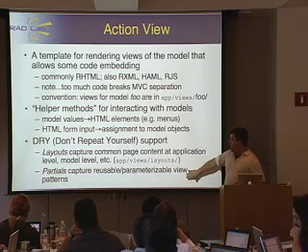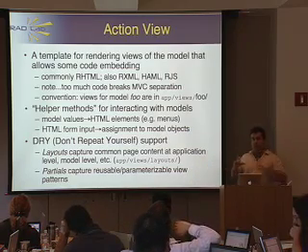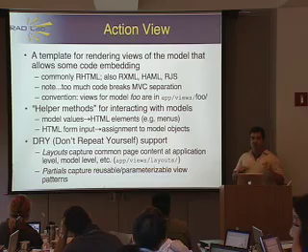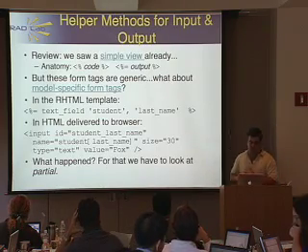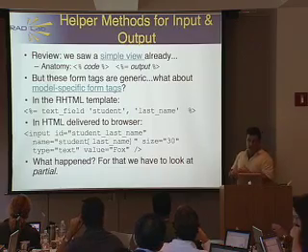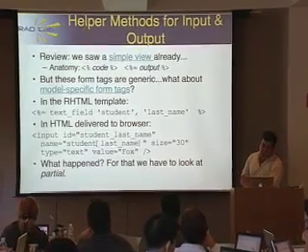The other thing it gives you is partials, which is a way to explicitly capture in chunkified form those parts of your views that are likely to be reusable somewhere else. So we'll take a look at that in just a moment. But let's first talk about these helper methods for input and output.